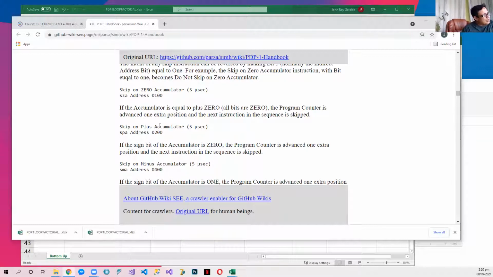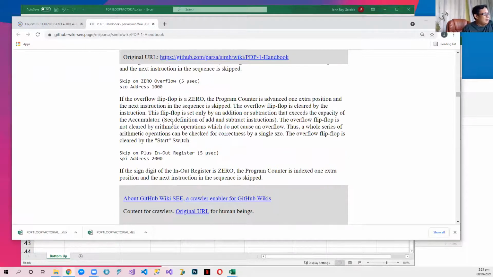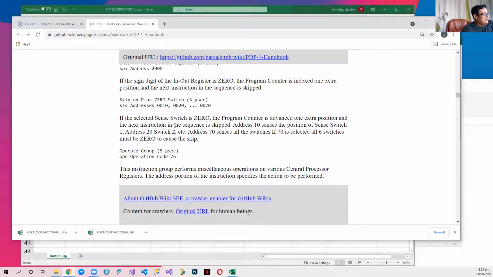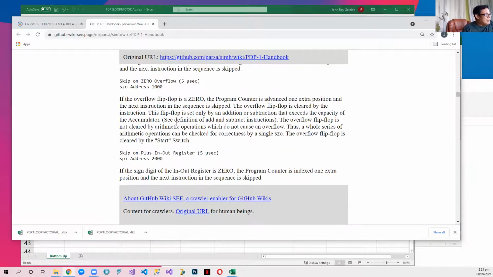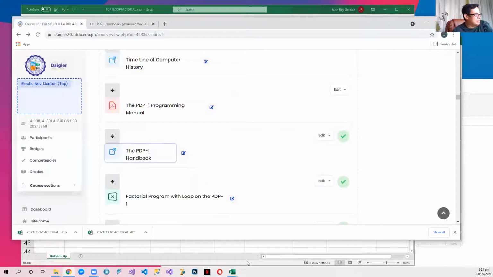What do you mean by plus accumulator? This is an accumulator which is plus but not 0. Do you follow? Skip on minus accumulator: skip if the accumulator is negative. Okay. Zero overflow means during a division there's no remainder, no? And there are so many skips, no? But obviously we can do any type of looping we like. We can do top down, we can do bottom up, because we have a lot of skips.